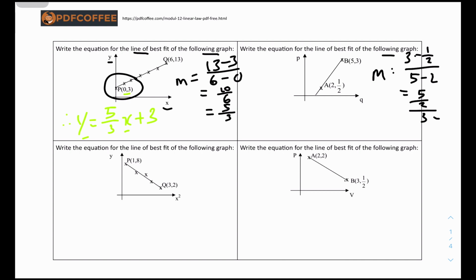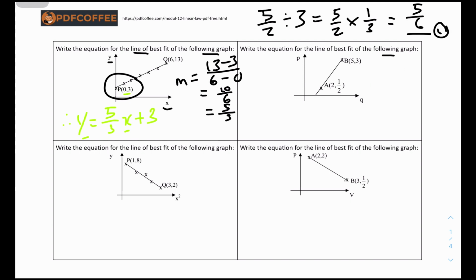We have to switch the bottom fraction out, and I write it up here, and I'll just rub it out later. So it will be 5 over 2 divided by 3, which is basically 5 over 2 times 1 over 3, which is therefore 5 over 6. So 5 over 6 is the gradient right here. So we have y equals 5 over 6 x plus c, where c is the y-intercept.